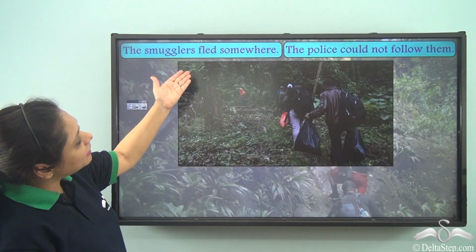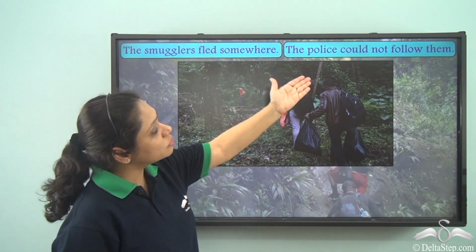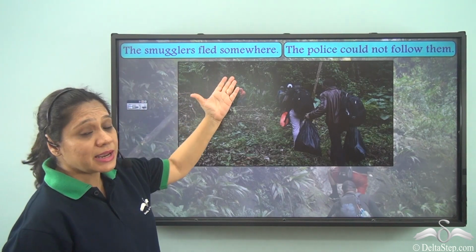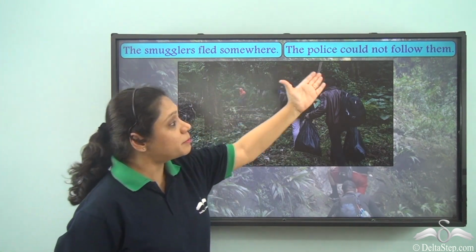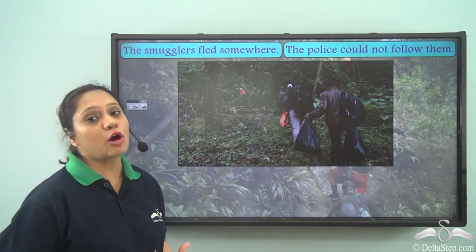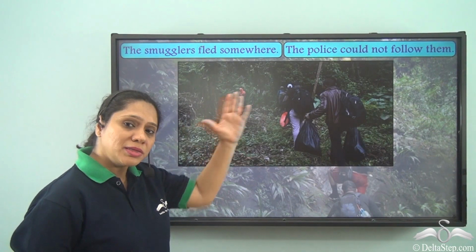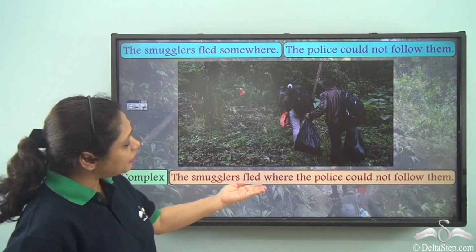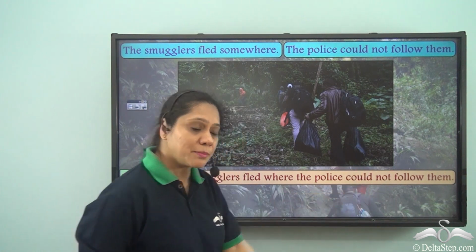The smugglers fled somewhere. The police could not follow them. So, where did the smugglers flee? To a place where the police could not follow them. So, how will we join both these simple sentences? So, you can join both these sentences and write, the smugglers fled where the police could not follow them.